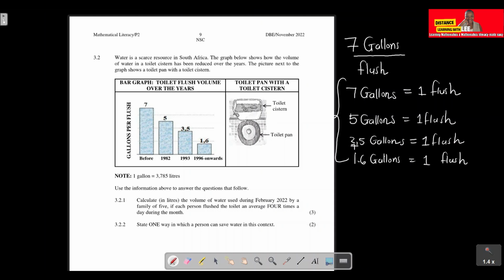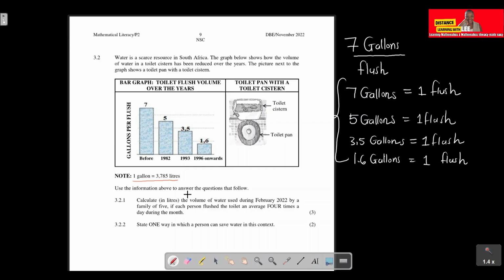And this is going to come in very handy when we are answering our questions. We are also told to note here that 1 gallon is equal to 3.785 liters. That is also going to come in handy when we have to convert our gallons to liters, because we don't use gallons in South Africa. In South Africa we use the metric system for our conversions. We talk about liters, kilometers, meters. We don't talk about inches, feet, gallons, and stuff like that. So let's have a look.